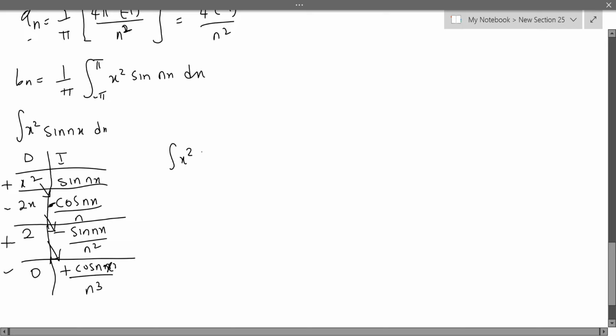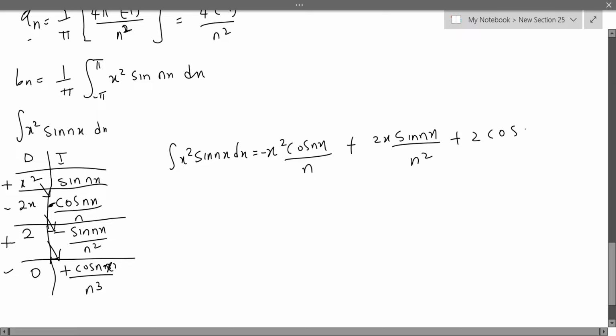So the integral of s squared sine nx ds is equal to s squared, minus times plus will give you minus cos nx over n, plus minus times plus will give you plus 2s sine nx over n squared, plus times plus will give you plus, then you get 2 cos nx over n cubed.